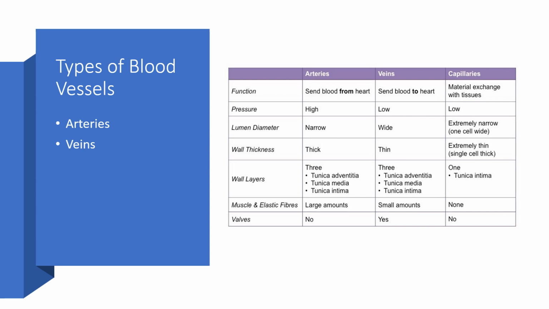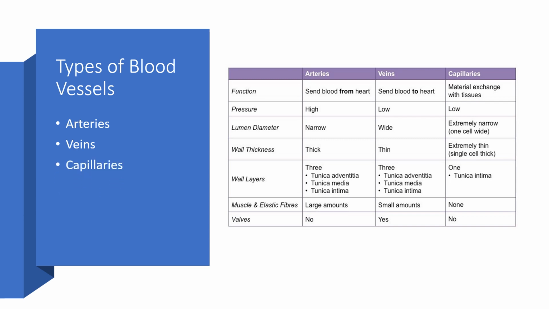Veins, on the other hand, send blood back to the heart. They are a low-pressure system. They have a wider lumen than arteries. They have a thinner wall than arteries. They have three layers also: an adventitia, a media, which is thinner than that of an artery, and an intima. They have smaller amounts of muscle than arteries, and they have valves to prevent reflux of blood.